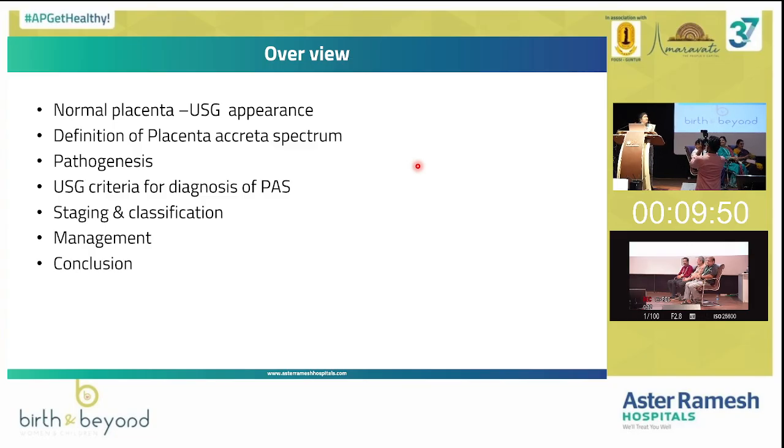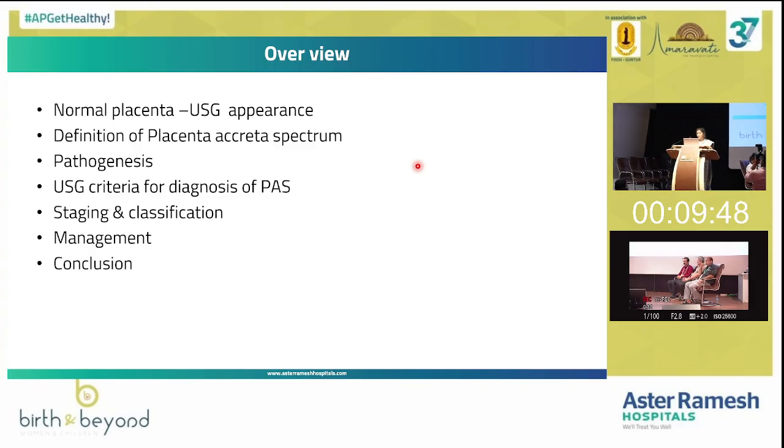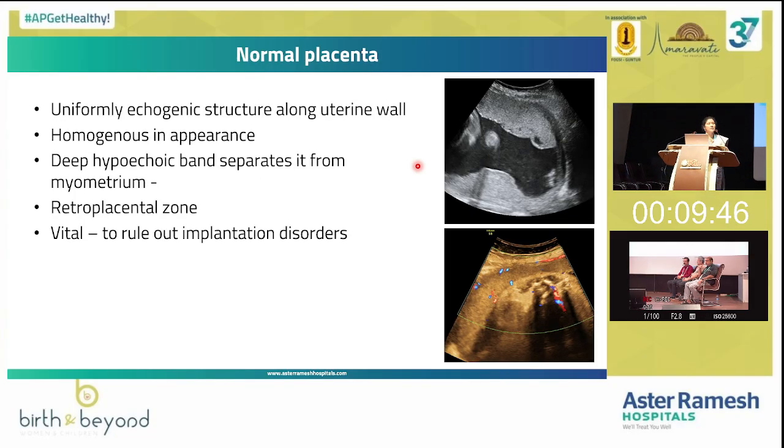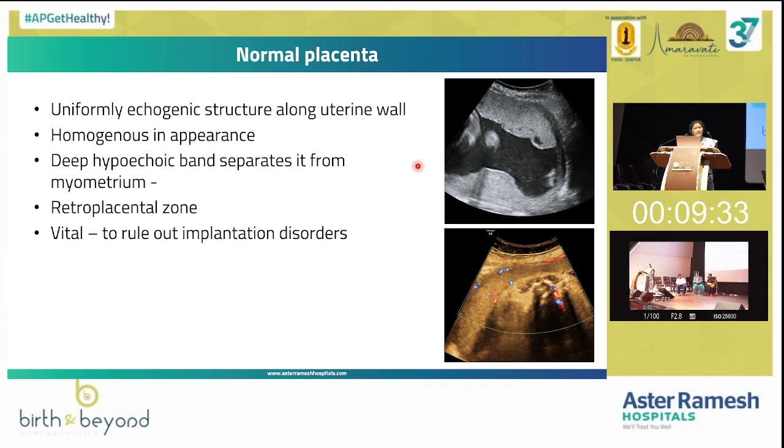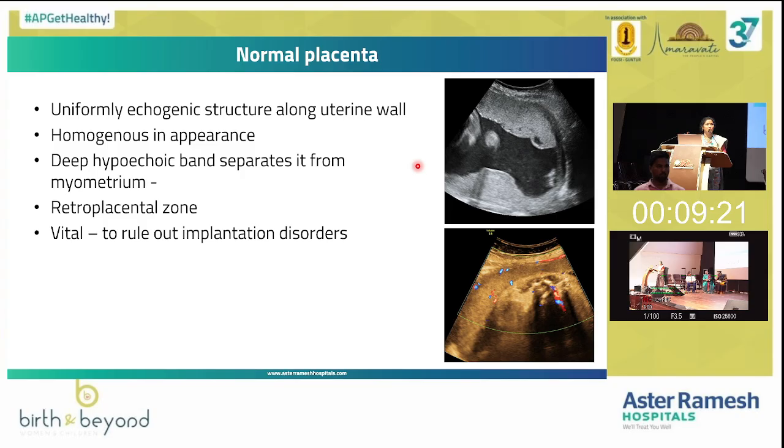My presentation will be in the following headings. First we'll see how the normal placenta looks. Normally the placenta is a uniformly echogenic structure along the uterine wall, and it should be homogeneous in appearance. There should be a deep hypoechoic band which separates it from the myometrium, which is called the retroplacental zone. And this retroplacental zone is vital to rule out implantation disorders.